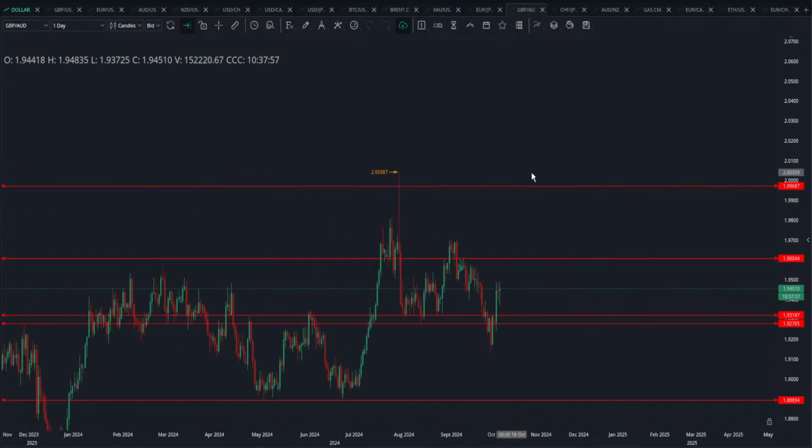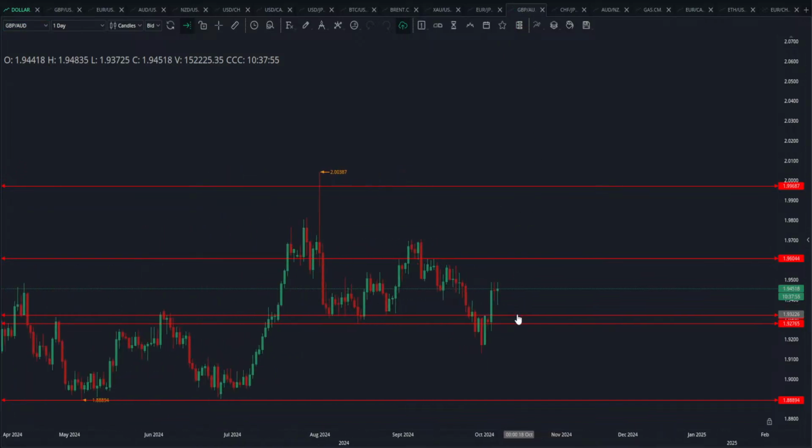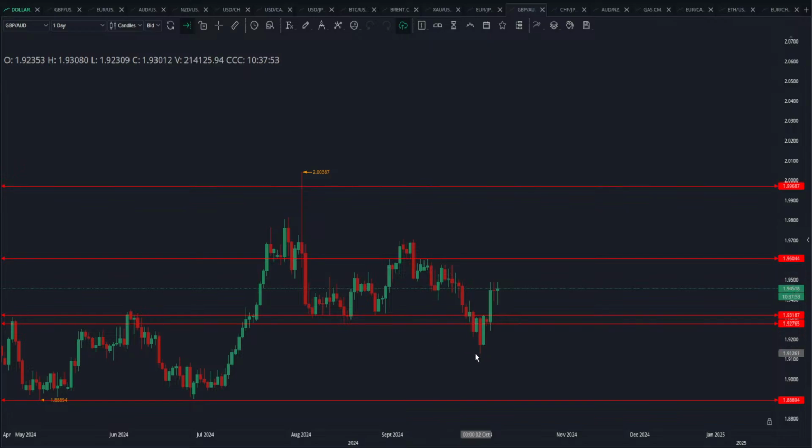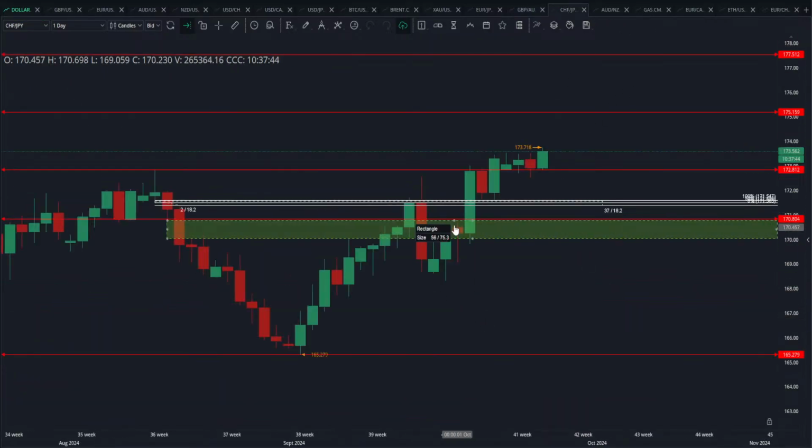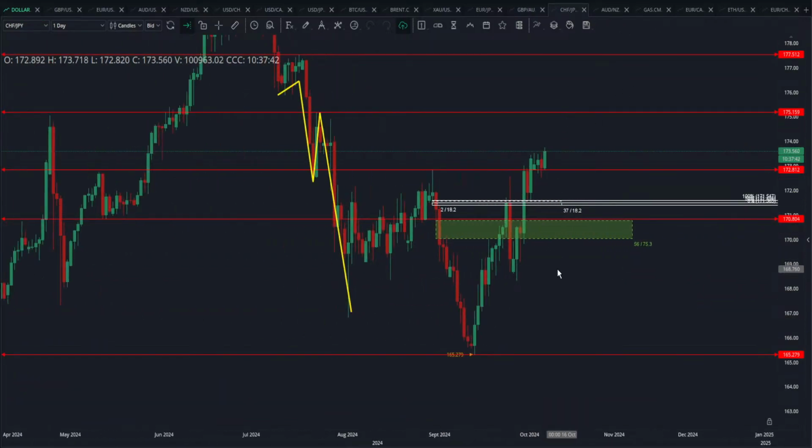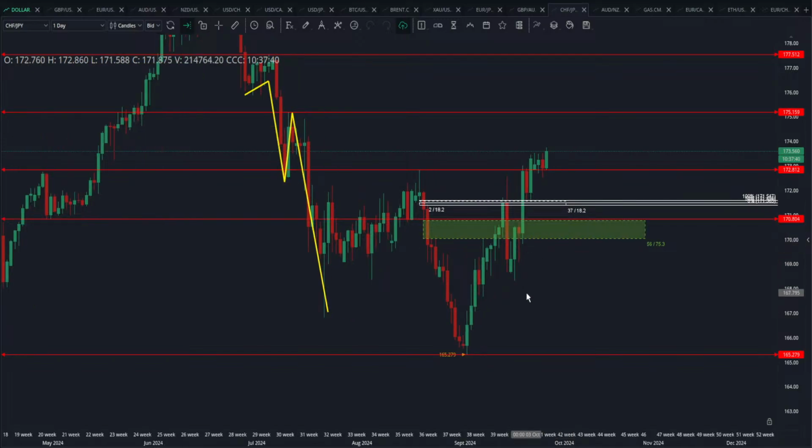GBP AUD here, finally pound looks like it is gaining some momentum. Although the market structure is still south only, we need to break above these highs of 1.9604. Once we do that, then we can look for the buying opportunities. CHF, JPY, everything is a buy in the yen pairs, but euro I'm not willing to buy.